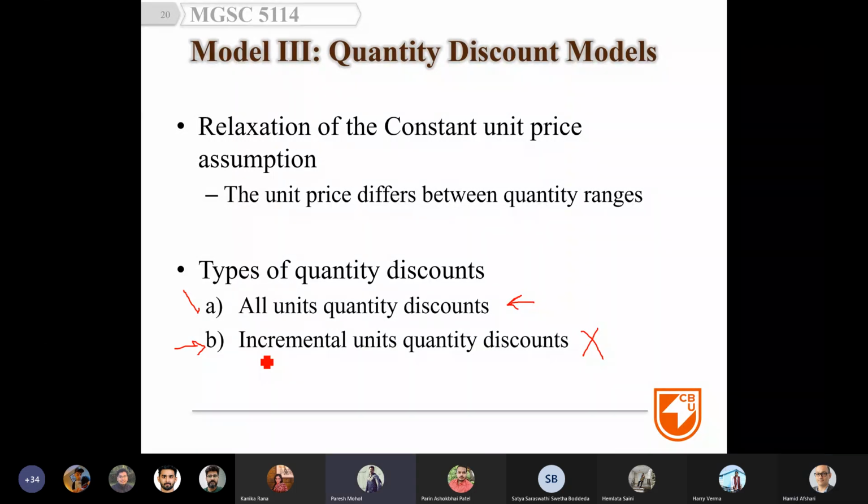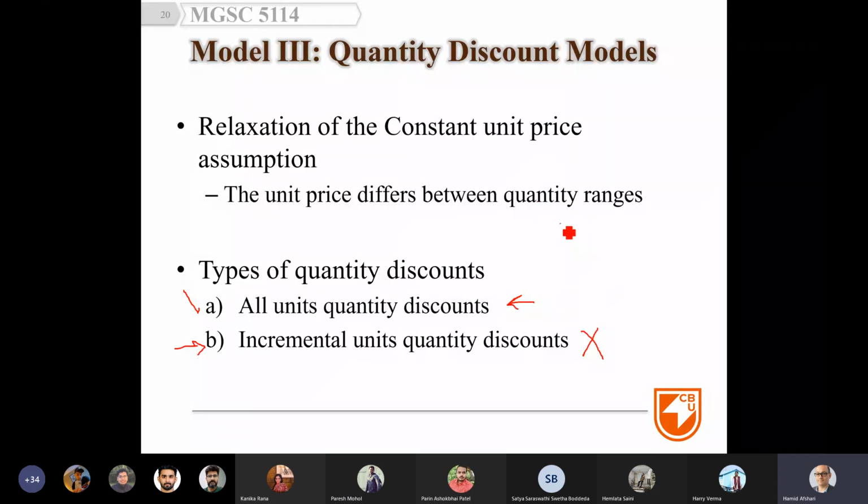Sir, I have not studied, but I can guess: all unit quantity discount is a total discount on the quantity, and incremental is how you increase the quantity, how you purchase the quantity, you will get discount on that. For example, you buy 100 units, you will get, for example, 5%. If you buy 200, you will get 10% more, something like that. Excellent. That's right. So let me give you one example.